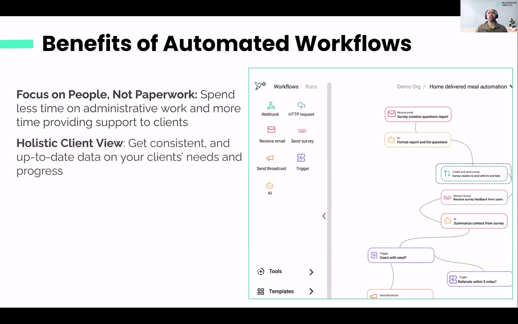What this also allows us to do is get a holistic client view, right? It is in tandem with interoperability. By automating your workflows, we can rely on getting consistent data, such as screeners, needs surveys, and those sorts of things on a regular basis. It can help you conduct follow-ups and get all those key data points in reports, right, that are usable to you and your organization.